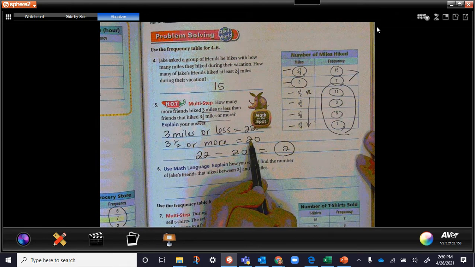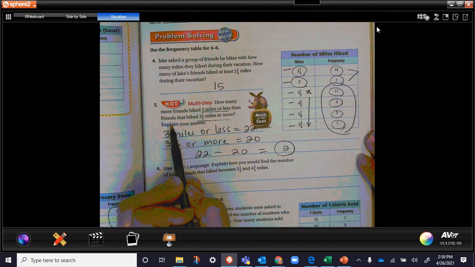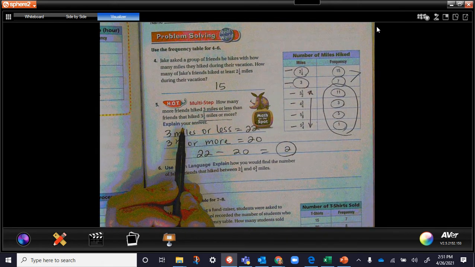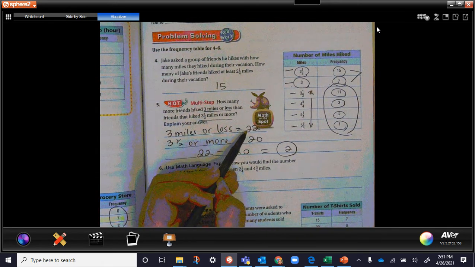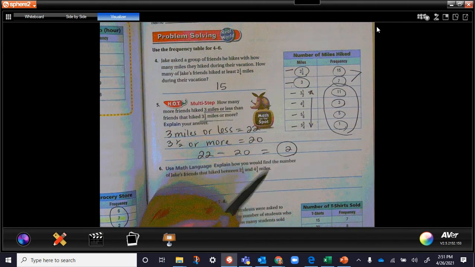That's just the first step, to find each of those. The next step is going back to your question, how many more friends? Well, if you take 22 and 20, 22 is 2 more.